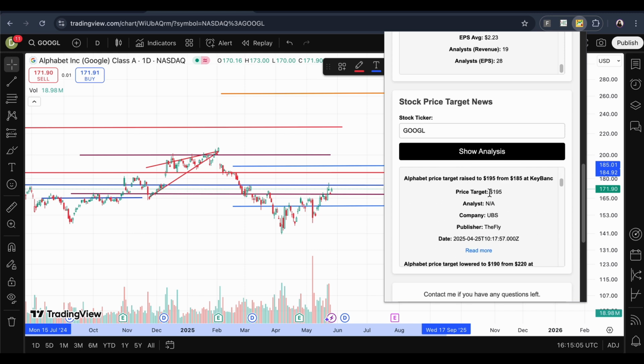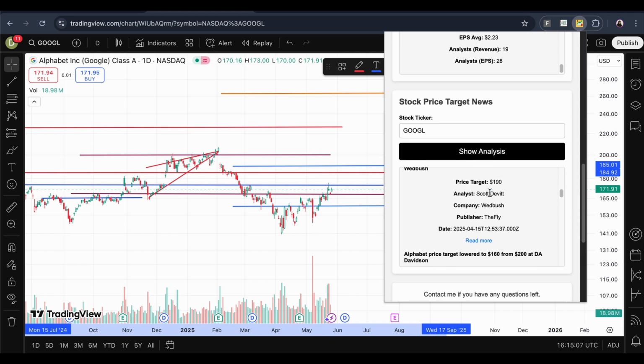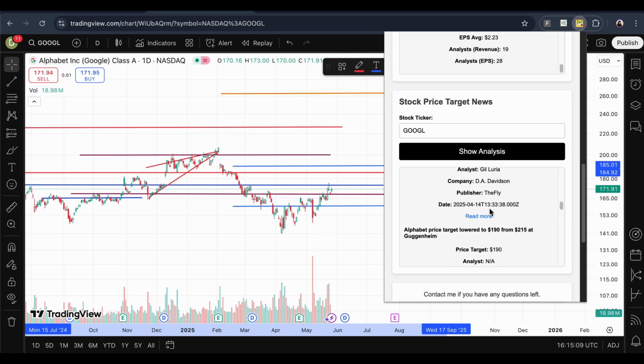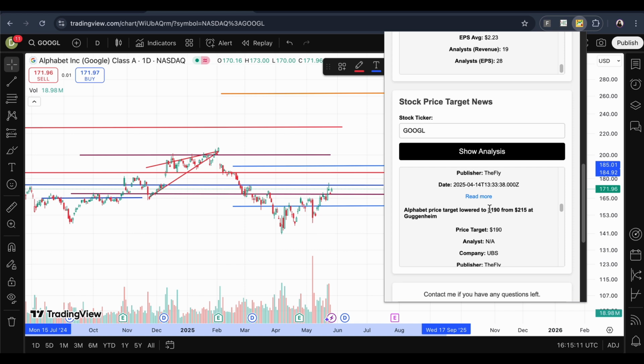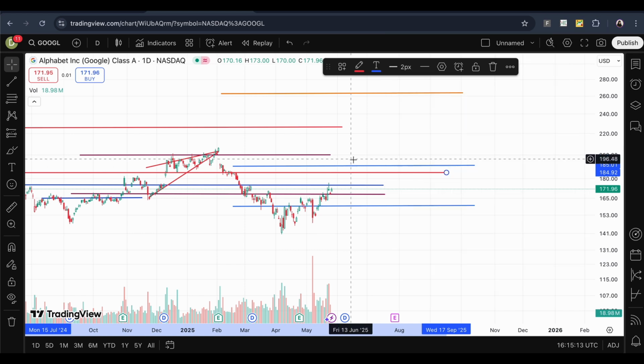Next, someone calculated it as 190. So there are different analysts, 160. But I would say that the average price is somewhere around 190. So the analysts believe that the stock will go somewhere close to 190. And indeed, this is our take profit level. Level at which we can sell.